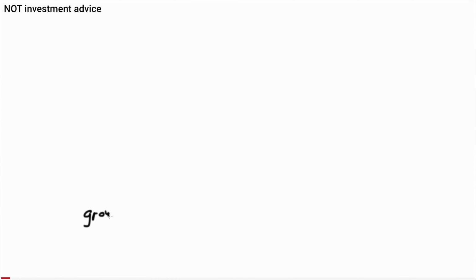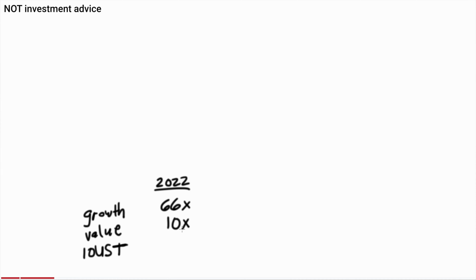We have a growth stock and we have a value stock. And then we're also going to include the US Treasury. This is the 10-year US Treasury yield. So here is the start of 2022's metrics for each one of these stocks. So we have the growth stock. Let's say it's trading at a PE of 66 times. And the value stock, let's say it's trading at 10 times. And then the US Treasury to start the year was at 1.5%.